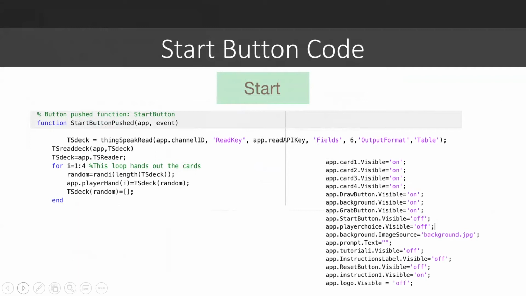So obviously in the bottom right-hand corner, you can see that it changes the background, the background image, any of the logos, things like that. It just changes the visibility so that we can switch to the playing screen. And then it also shows the code and how ThinkSpeak is involved as well.